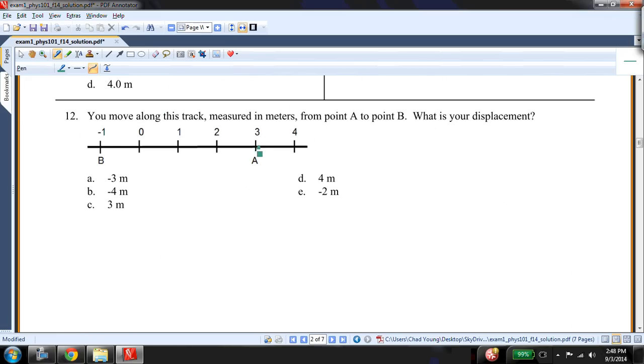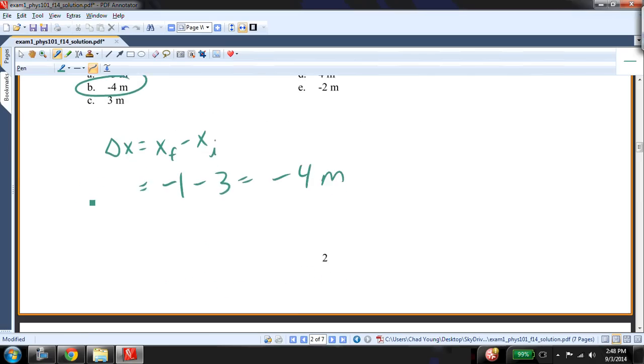You travel from point A to point B. What's your displacement? Remember, displacement is x final minus x initial. That is minus 1 minus 3 is negative 4 meters. So B is the right answer for 12.